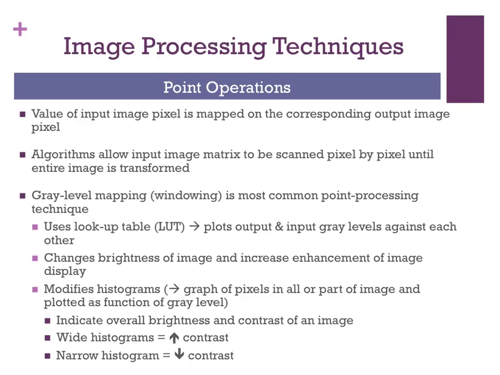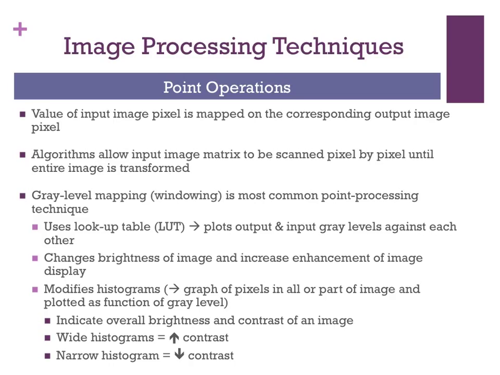And algorithms are used, and they allow the input image matrix to be scanned pixel by pixel until the entire image is formed. Gray level mapping, or windowing, is the most common point processing technique, and it uses a lookup table, or an LUT, and the lookup table plots the output and the input gray levels against each other. This changes the brightness of the image and increases the enhancement of image display.